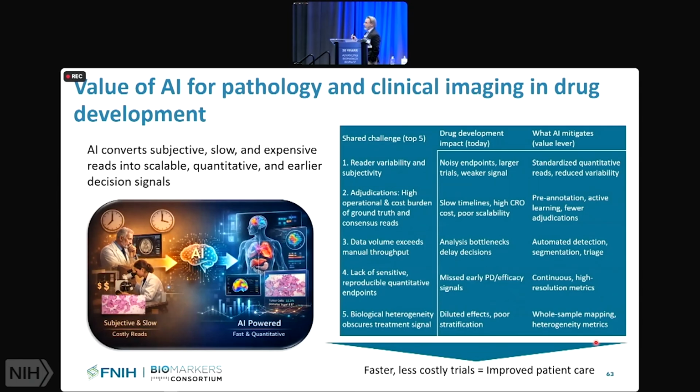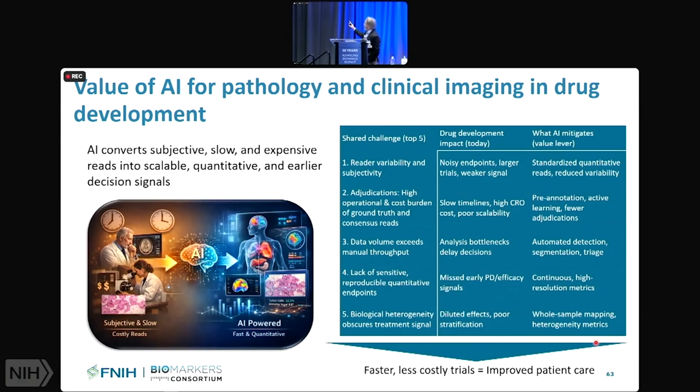That leads to the second huge challenge, which is adjudications. So when 2 readers or more than 2 readers disagree with what they see in an image, we have to figure out who is right and how we determine who is right. So in the case of adjudications, it adds a lot of time and expense, and it's not scalable. And that's a huge consideration when we're dealing with how to use images in drug development.